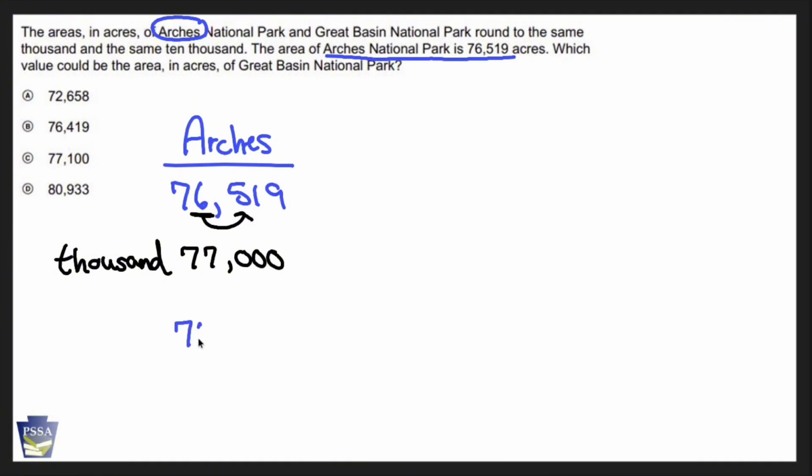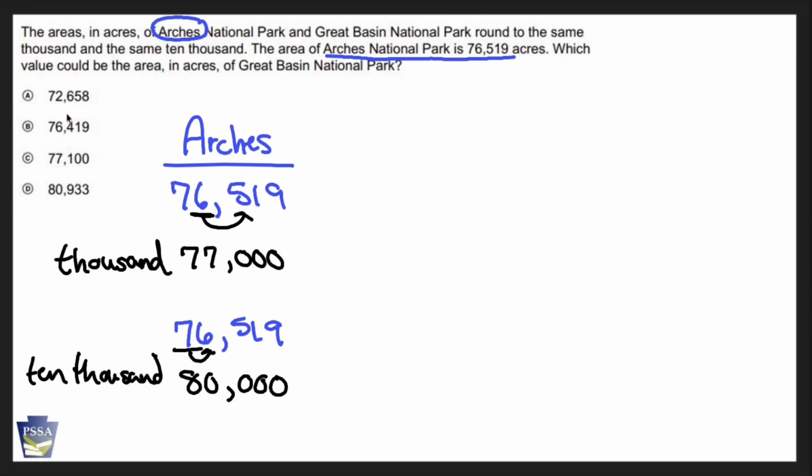Now let's take that same exact number again, and let's round that to the nearest 10,000s, because I have to check for both. So in order to see if it rounds to the nearest 10,000, you go to the 7 where the 10,000s place value is, you look to the right of it, and if it's 5 or above, give it a shove. So I'm going to do the same exact process with each of these numbers and see if I get 77,000. If I don't, I'm done. If I do, then see if I get 80,000 for 10,000, and if I do, that's my answer.